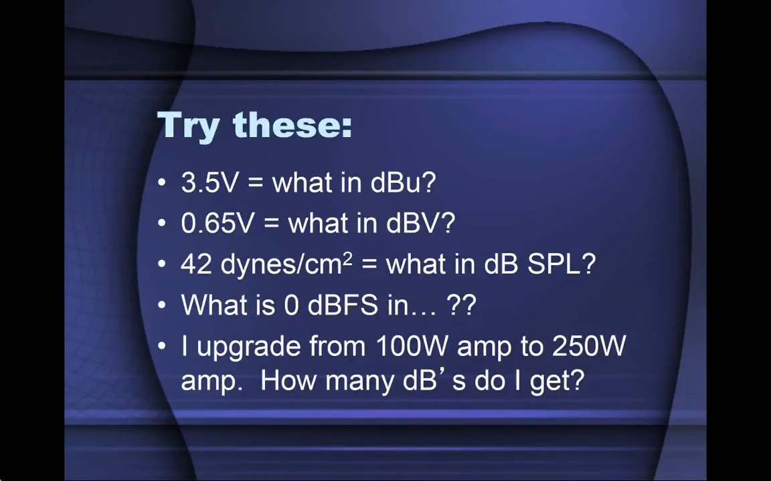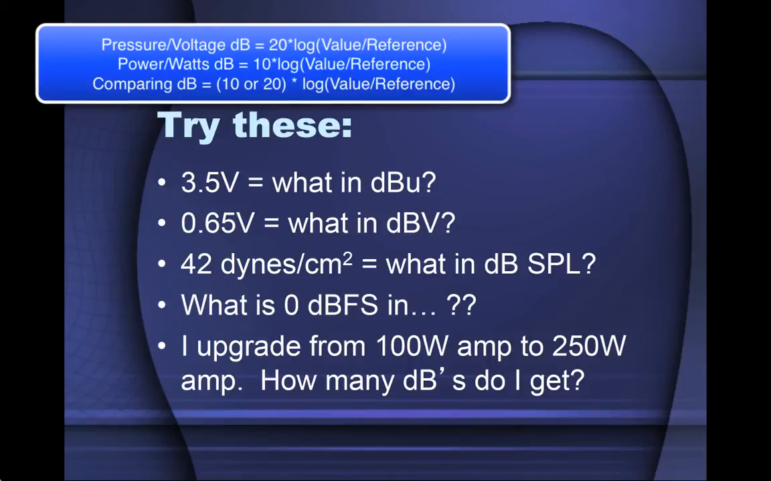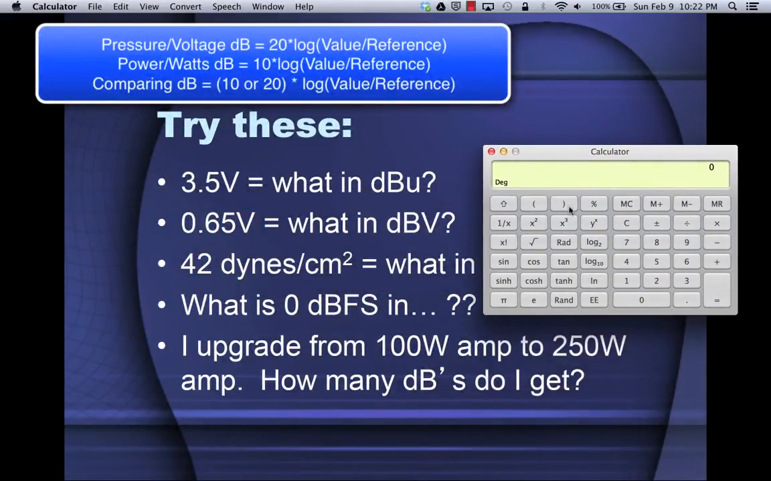But let's try a couple examples here. Let's see if we can break out our formulas and try some of these samples. So we measure a voltage of 3.5 volts. What is that in dBu? Well, let's get our calculator out here. One of the most important parts is actually figuring out how your calculator works so that you plug values in the right order. And quite honestly, once you have the formulas in front of you, this is the only difficult part, making sure that your calculator works the way you want it to.